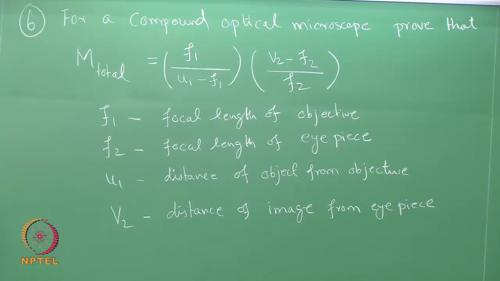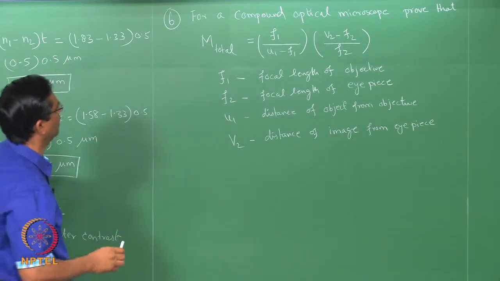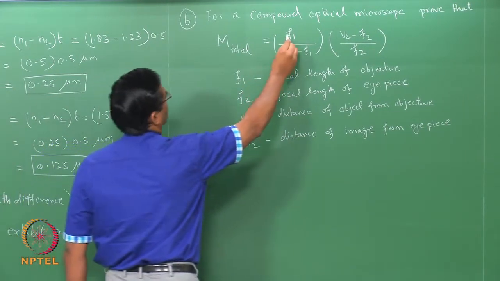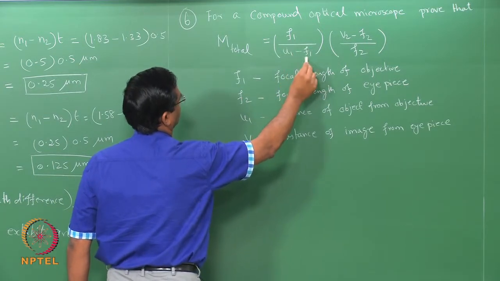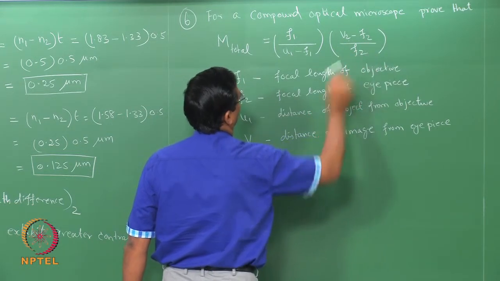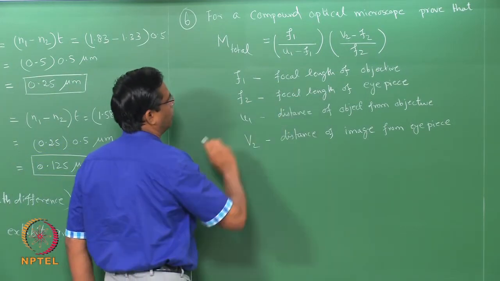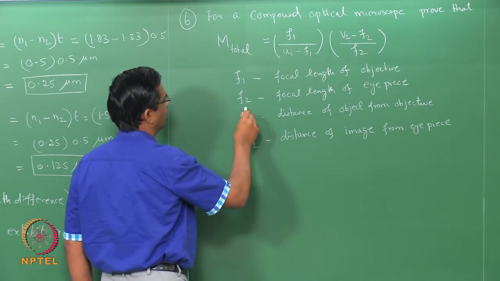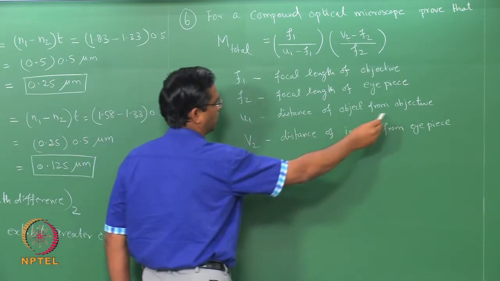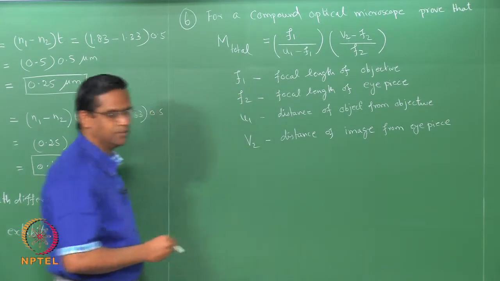So, the question is, for a compound optical microscope, prove that M total, that is total magnification, is equal to f1 divided by u1 minus f1, times V2 minus F2 divided by F2, where F1 is the focal length of the objective lens, F2 is the focal length of the eyepiece lens, U1 is the distance of the object from the objective, and V2 is the distance of the image from the eyepiece.